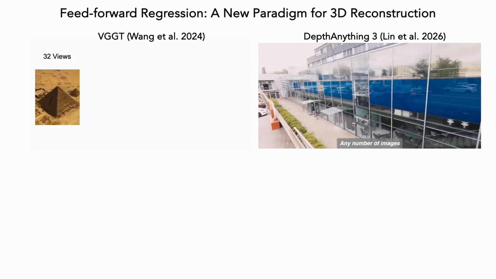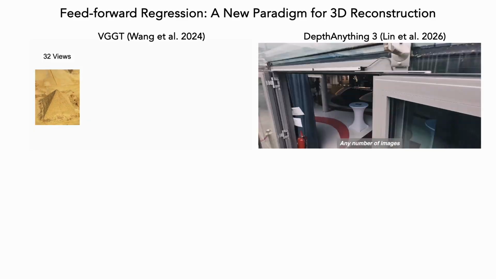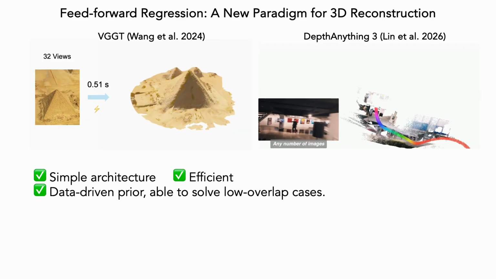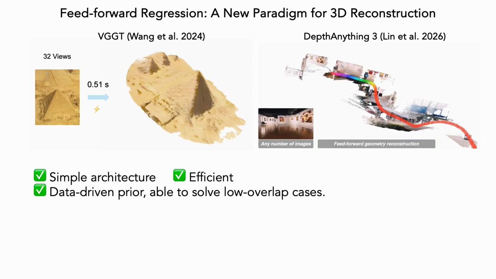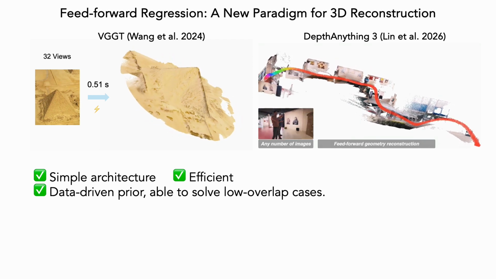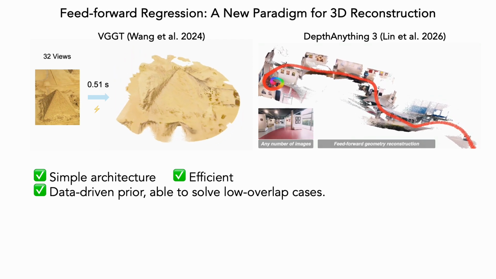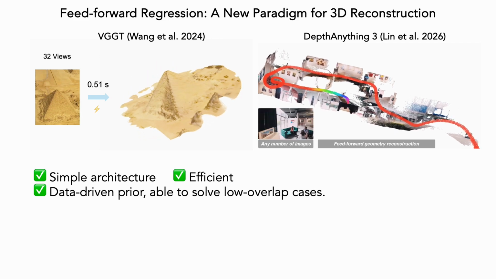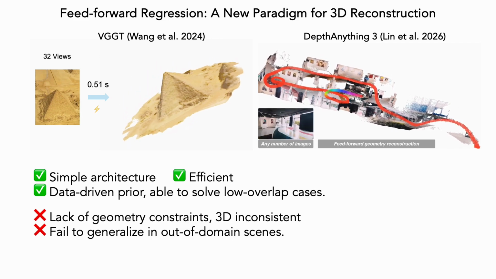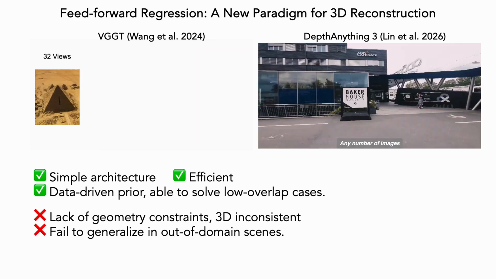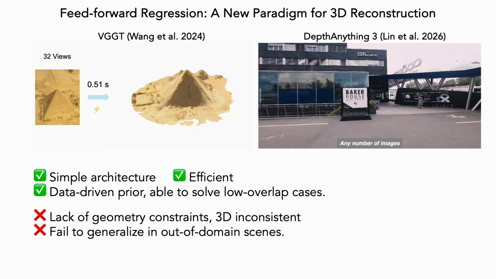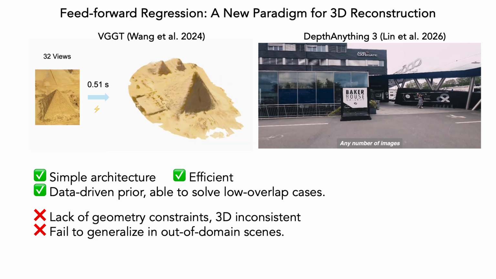Recently, feed-forward regression emerges as a new paradigm. It has simple architecture and is highly efficient. Thanks to data-driven prior, it can produce reasonable geometry, even for sparse input views. However, due to lack of geometry constraints, their results often misalign with the ground truth and are 3D inconsistent, and they fail to generalize to out-of-domain scenes.